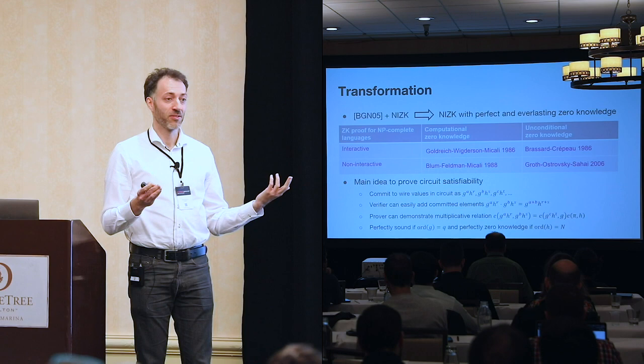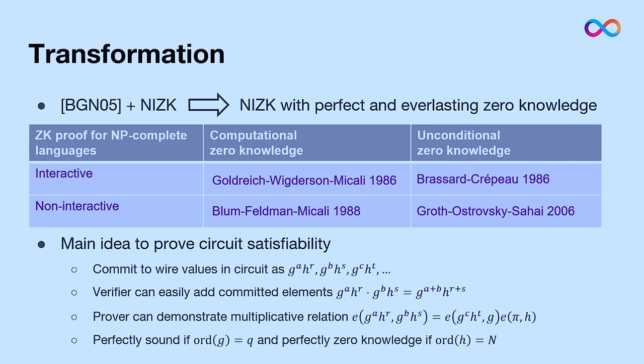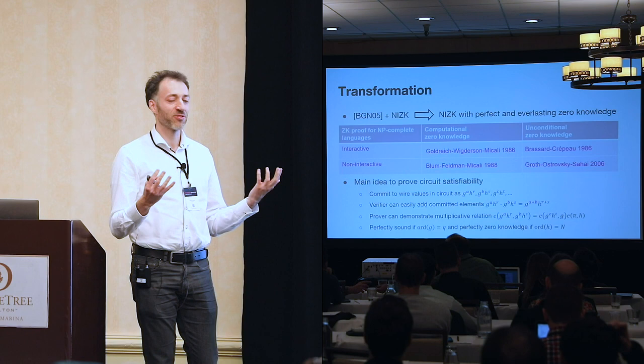But what happens if we're using an element H in this commitment scheme which has full order N, right? Well, now a commitment looks like G to A and H to R, and both of them have full order N. It's just a Pedersen commitment, right? It's perfectly hiding, and nothing leaks about the witness. Okay, so voila, very simple construction, right? Gives us perfect zero knowledge.